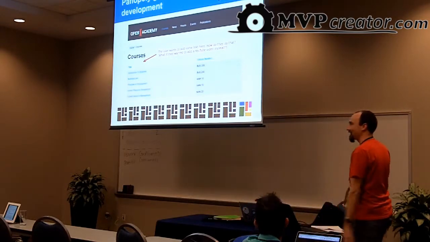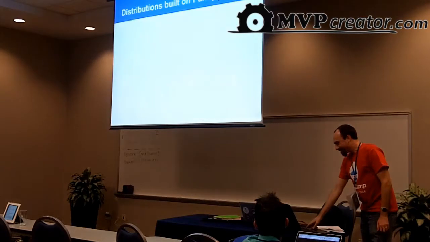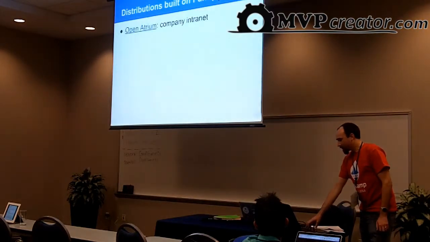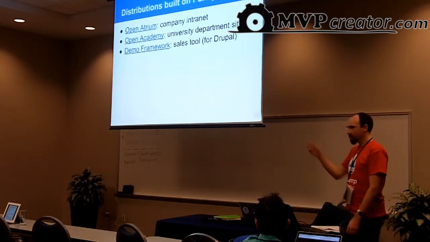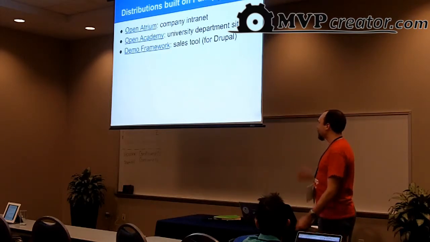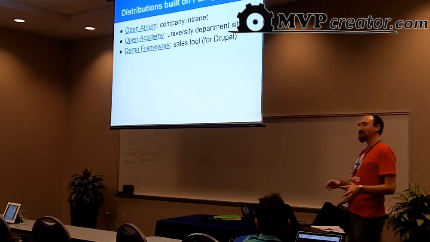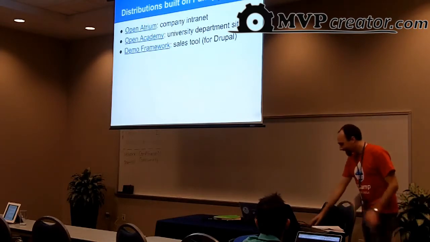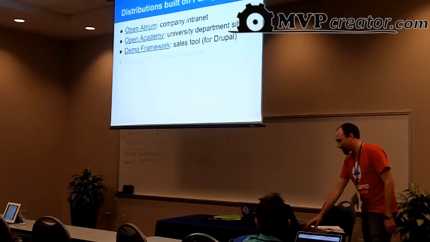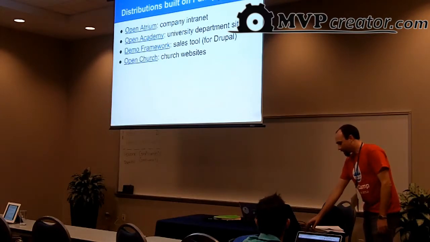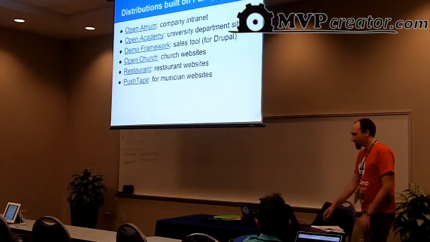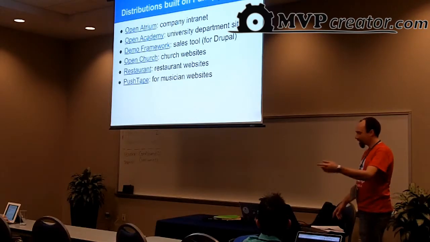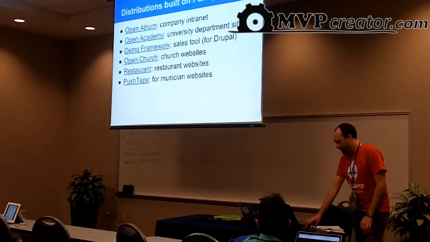So that's the most advanced use case, I guess, building a distribution. Here are some distributions built on Panopoly. Some of these we talked about earlier. Actually, I should give the aside since Grant went around. Demo framework actually only uses a component or two from Panopoly, not the whole thing, but that's a totally valid use of Panopoly. Open Church for building church websites, Restaurant for building restaurant websites, Push Tape for musician websites, although their public release still is in Panopoly, their Git is though.